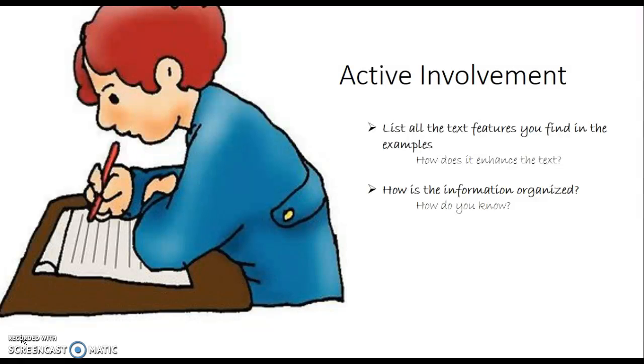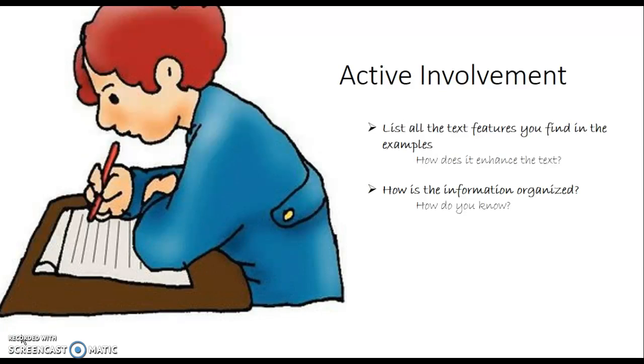Now, let's see if you can decide which text features and how information is organized. Using some of the examples that have been presented to you, look at the information and see if you can list as many text features as possible. Do you see bold print? Is there a table of contents? Is there a glossary? Some of those things that we've just talked about.